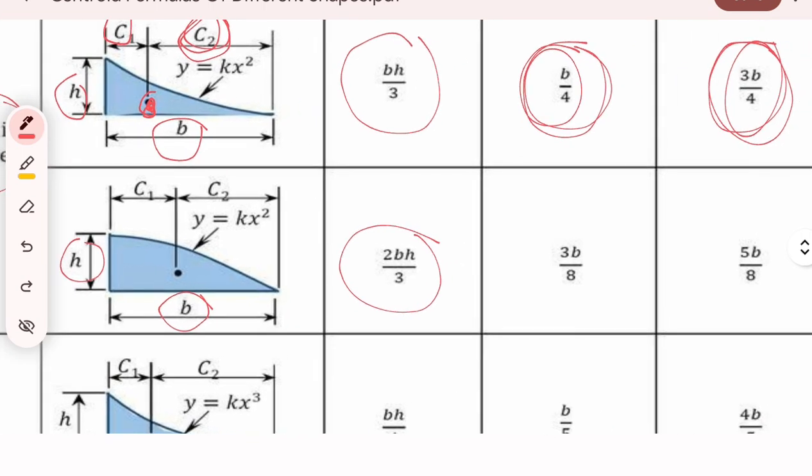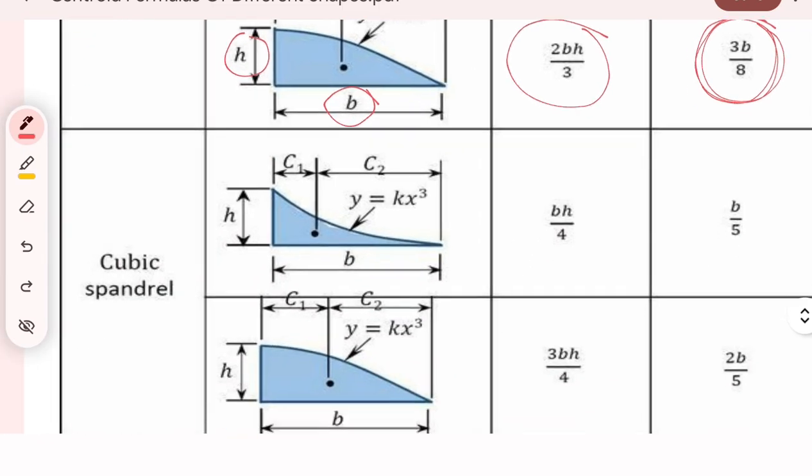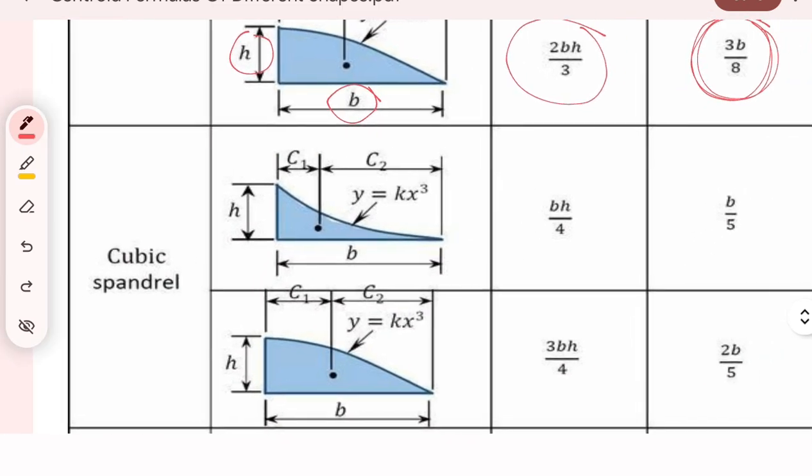And the location of C1 and C2 are this. So this is C1 and this would be C2. C1 is 3/8 of B and C2 is 5/8 of B. So remember those formulas. And what about if what is given is a cubic spandrel?